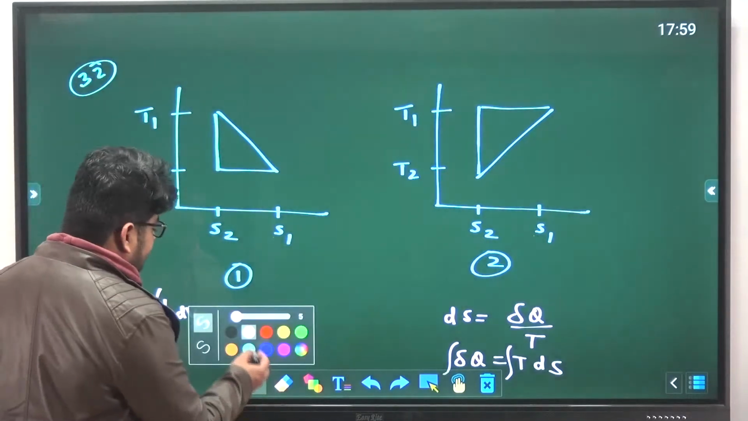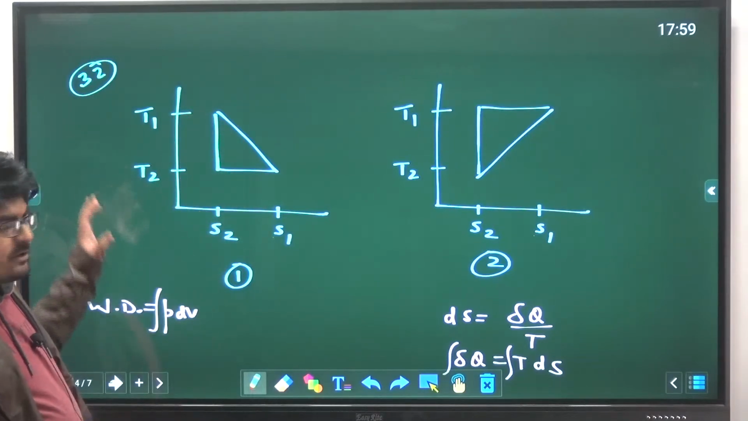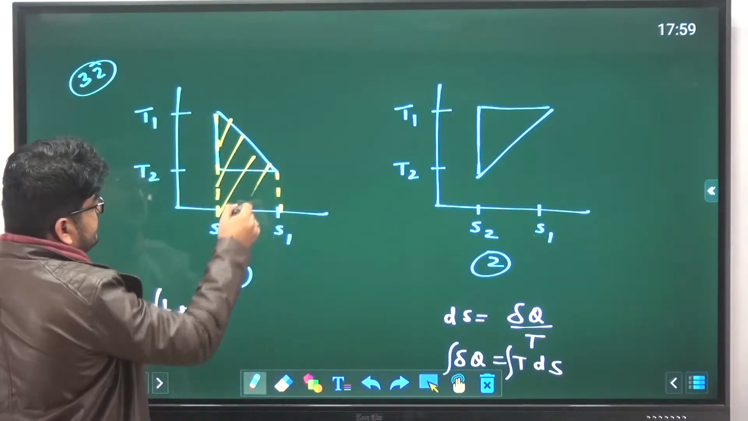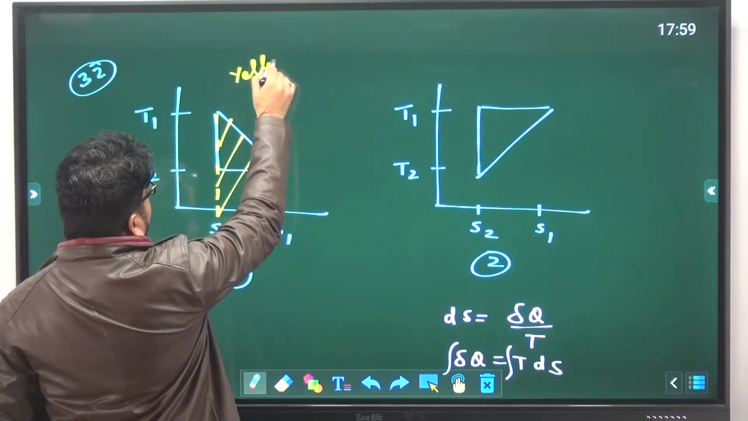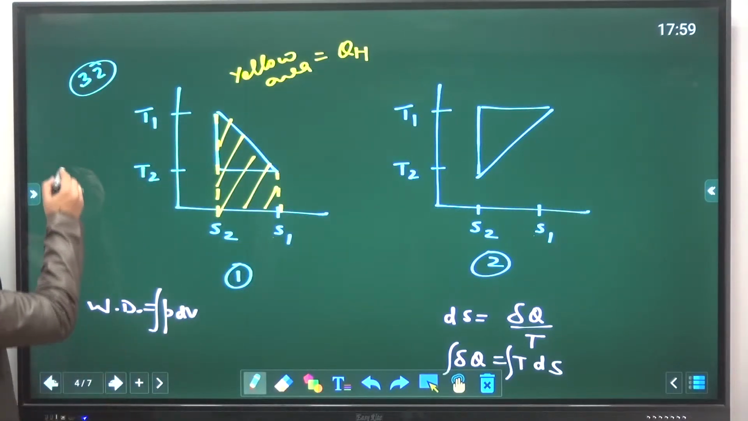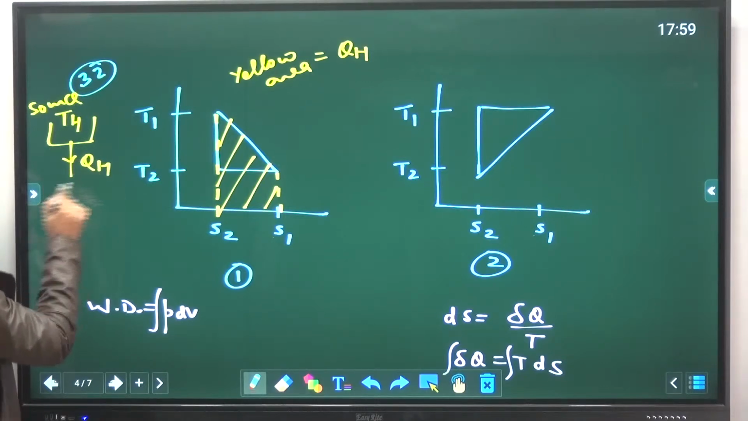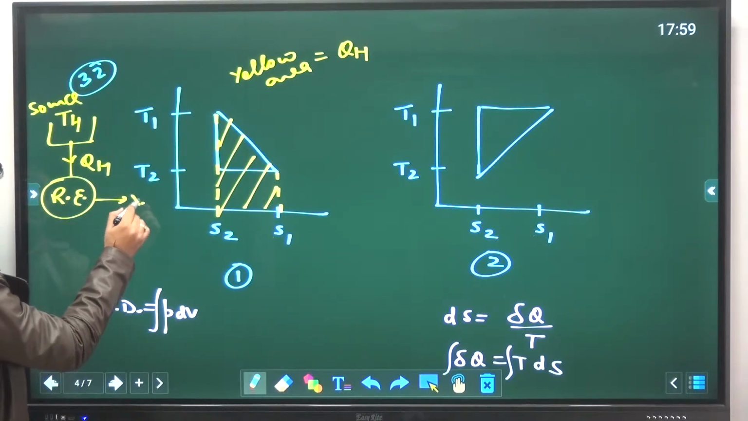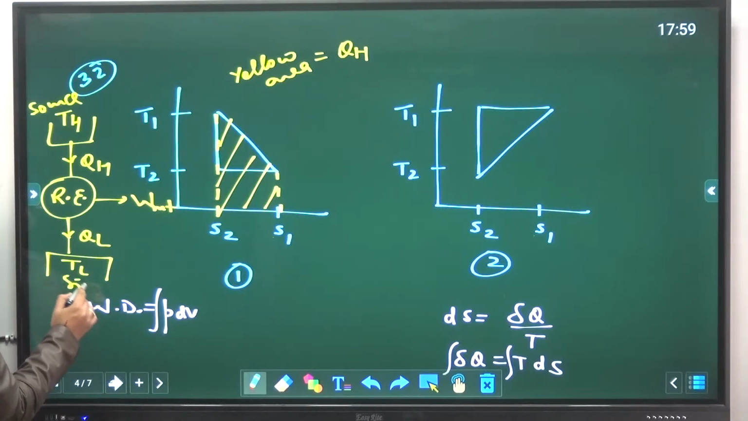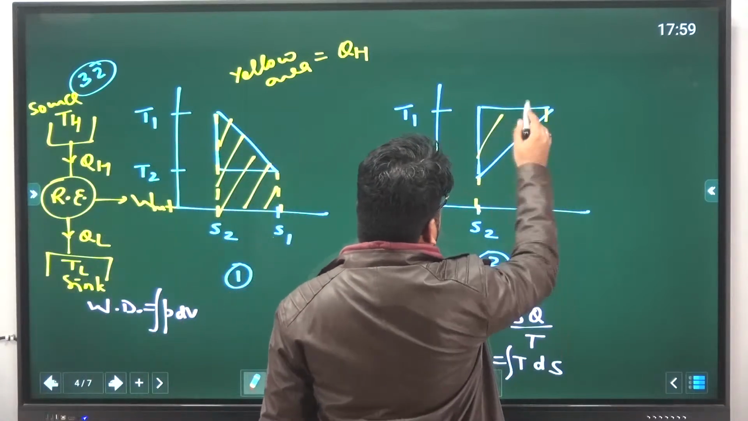In a reversible engine, I hope you understand that T1 is the higher temperature, so that is the source. T2 is the lower temperature, so that is for the sink. So the area under the first curve, this total area, this yellow area, will be equal to Q_H, the heat taken by the engine from the source at temperature T_H. This is the reversible engine, which will produce the work W, let's say W net, and it will reject the heat Q_L to the sink at T_L. So this yellow area will represent Q_H in both these cases.